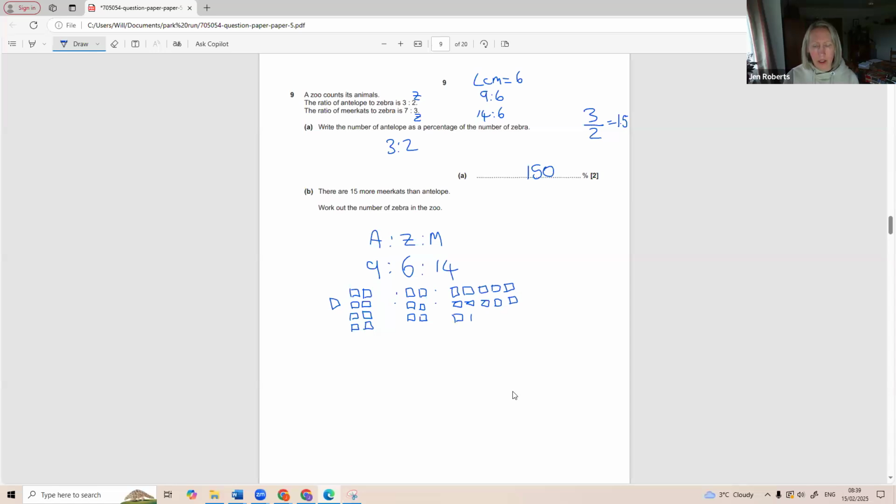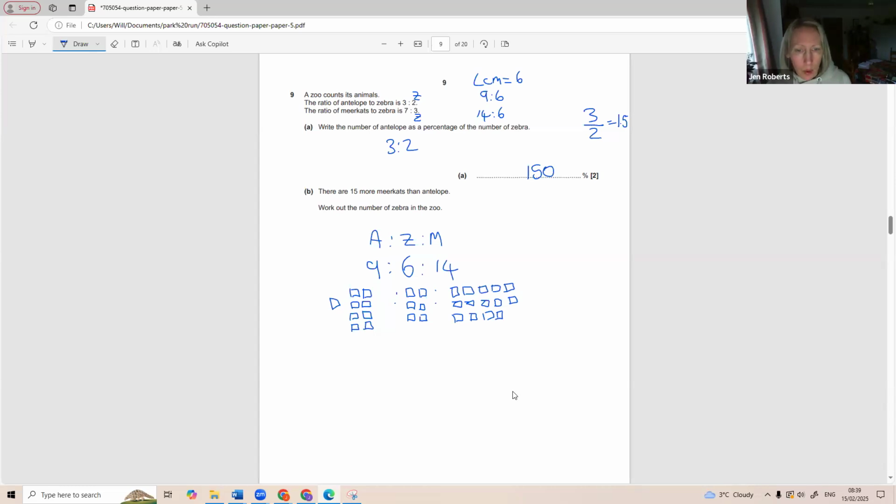Obviously, you don't have to do it like this. I think it's good to show you how to work out a ratio. It's good to see it in terms of parts. So, right, we've got 50 more meerkats than antelope. So what does that mean in terms of our parts?